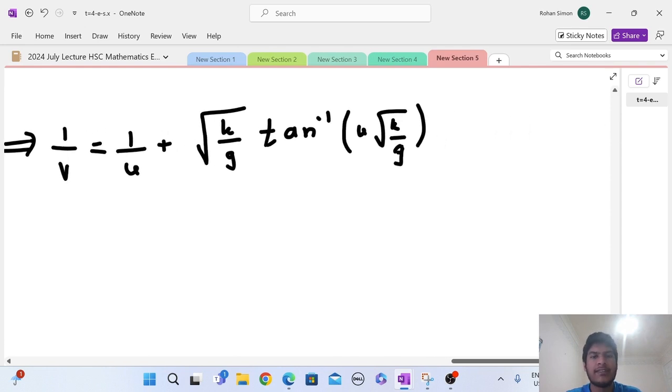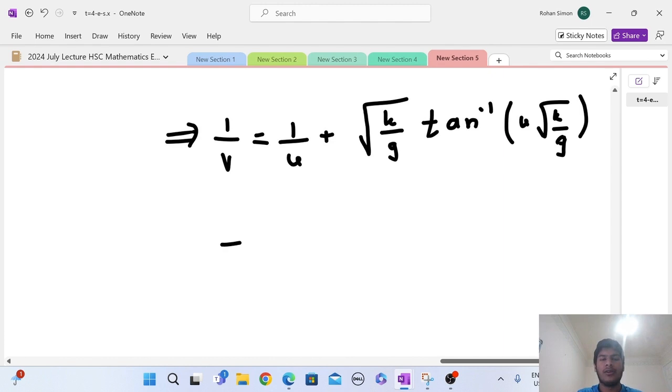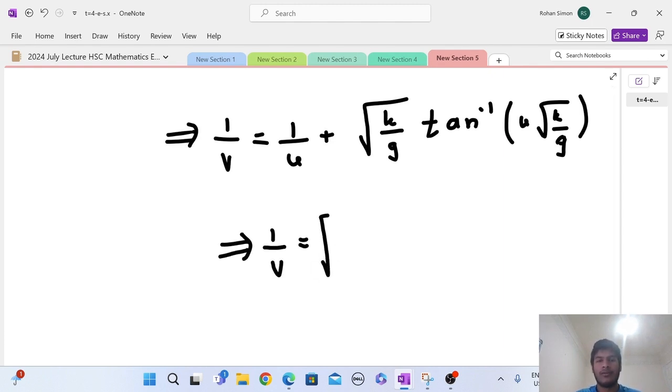Root k on g, tan inverse of, pretty much a really, really big number times some constant, is still going to be a really, really big number. Now, tan inverse of a really, really big number is just going to be pi on 2, right? So we end up with 1 on v equals square root of k on g times pi on 2.